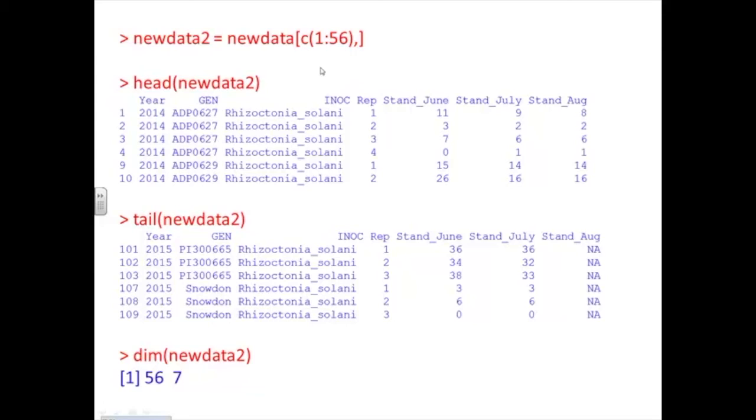So here's the notation, right? This square bracket is telling me about the dimensions of a matrix. And I'm saying that I want rows 1 through 56, and then a comma, and I'm leaving the column empty. So I'm taking all of the columns, but only rows 1 through 56. And I'm writing those out to a new object called new data.